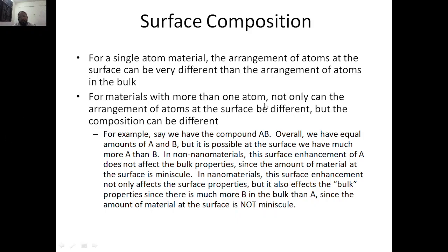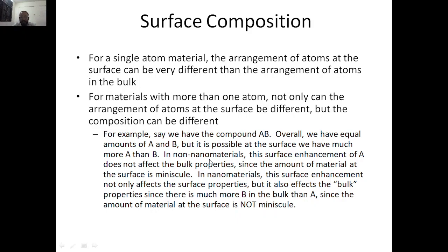For materials with more than one atom, not only can the arrangement of the atoms at the surface be different, but the composition can also be different. For example, say you have the compound AB. Overall we have equal amounts of A and B, like 50% A and 50% B. But it is possible that at the surface we have much more A than B. Imagine there is an alloy of A and B. Now A on the surface has got more.